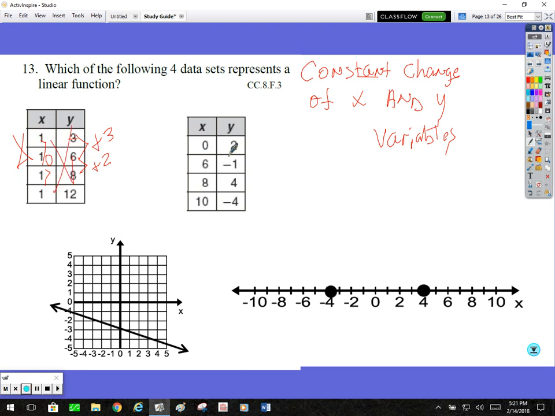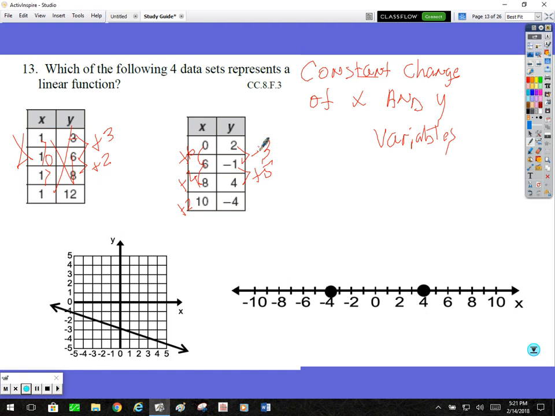Well, let's go over here and look real quick. From 0 to 6, I added 6. 6 to 8, I added 2. 8 to 10, I added 2. Okay, so that's not looking too good. So that's not a constant change. 2 to negative 1 is down 3. But negative 1 to 4, I'm going to add 5.